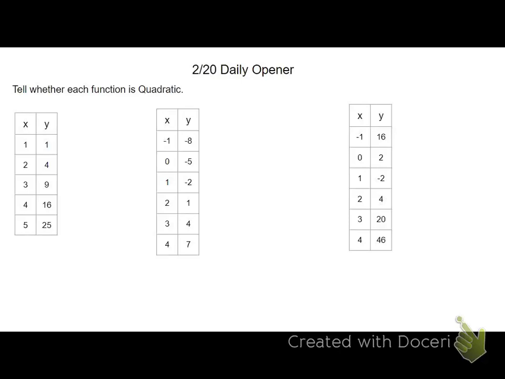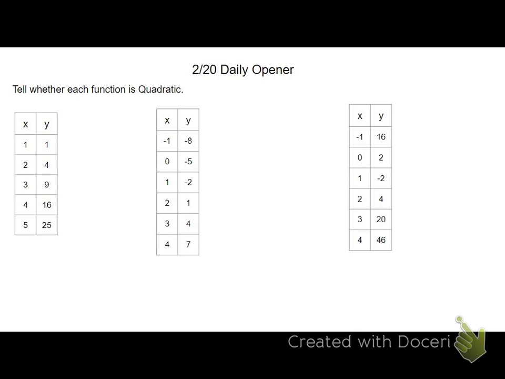Okay, so what you're going to do is look at the function table. You're going to tell whether each function is quadratic. Now, how can we tell if a function table is quadratic or not? What am I looking to see? Something about a 2. Something with the y. What's the question? How am I going to be able to determine if this is quadratic or not?